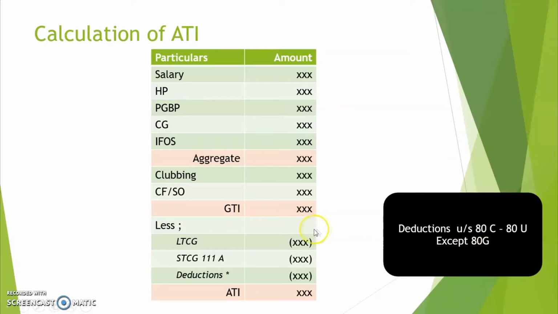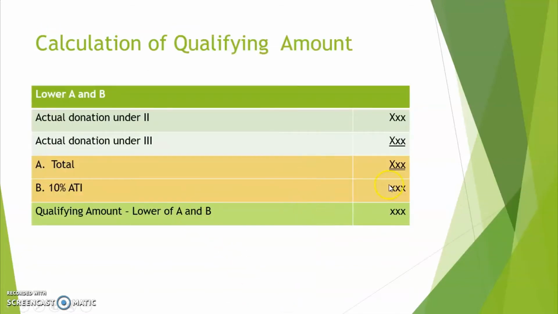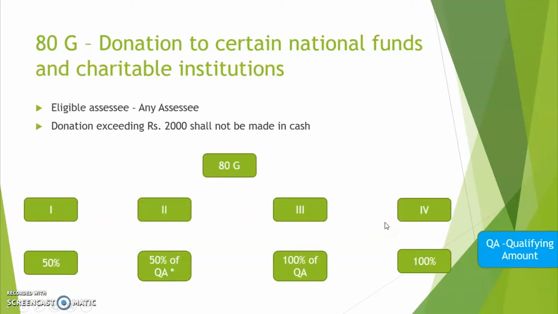So take your gross total income, take out LTCG, take out STCG under 111A, and finally take out deductions from 80C to 80U except 80G. That is this section, and that will give you adjusted total income. Now take 10% of your adjusted total income, put it over here, compare it with the actual donations that we have made in total for the second and third categories, take whichever is lower, and that will be your qualifying amount. And based on that qualifying amount, you can take deduction here. So first you give whatever amount you have for category 3, and the remaining balance you give for category 2.